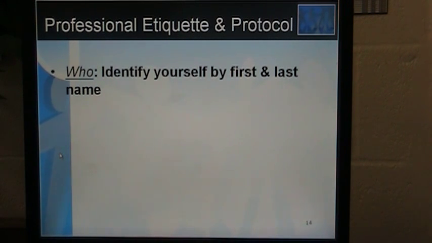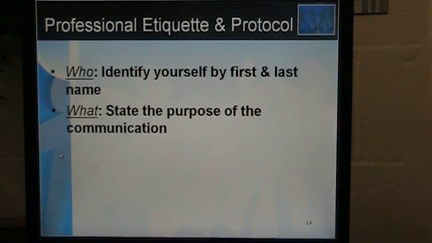Who, when you're in a professional situation, let's say a phone call, you're stopping by to inquire about a job or going into a doctor's appointment, you want to identify yourself by first and last name. This is extremely important. This is not someone that you know personally. So it's a business setting. So make sure that you state your first and last name.